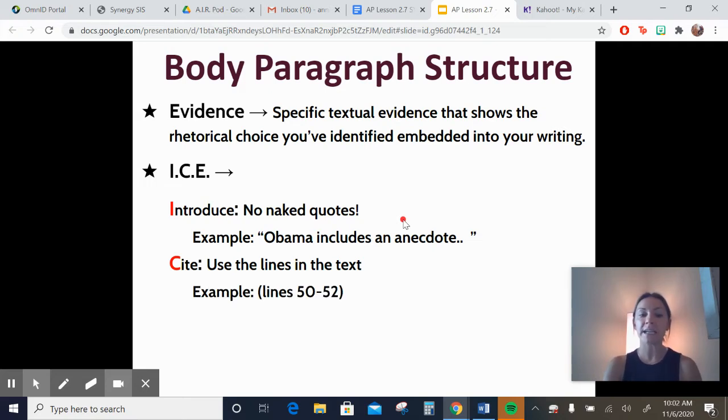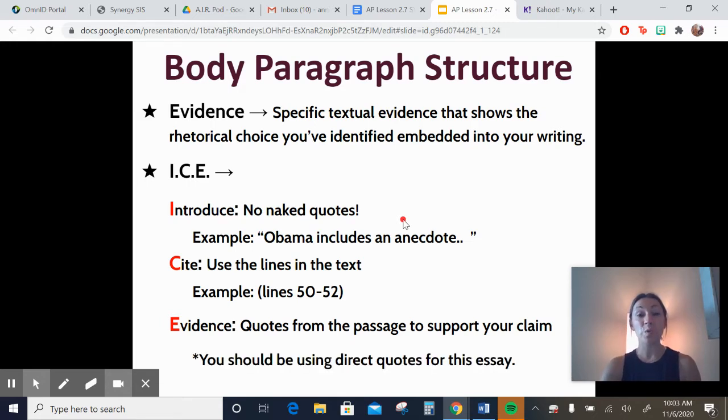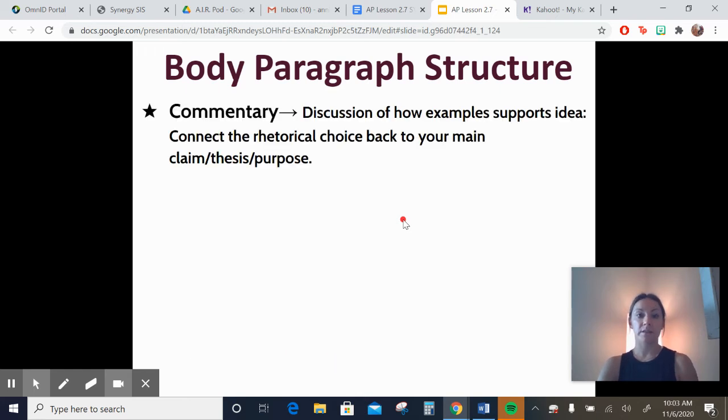Use the lines in the text. So like in our prompts, there's lines on the left-hand side of the prompt. Just take a look at what lines you're looking at. So this could be lines 50 to 52, okay? And then your evidence. This is quotes from the passage to support your claim, okay? You should be using direct quotes for this essay, okay? Use the ICE method to introduce your evidence.